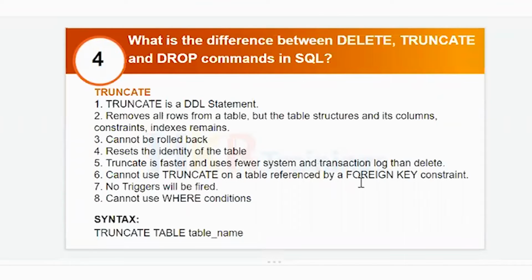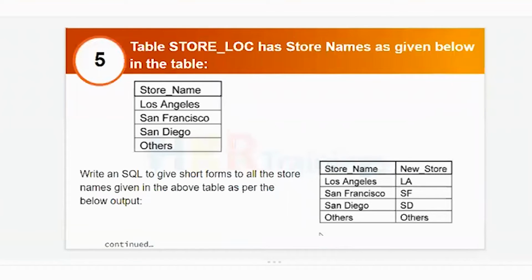The syntax is pretty similar to drop. We can just use truncate table, table name. So as you have noticed, in all the DDL statements, we use table as one of the syntax, and it's very important to use. So truncate, table, and then the table name. That is what the syntax is. Okay, let's move on to another question, the fifth one.